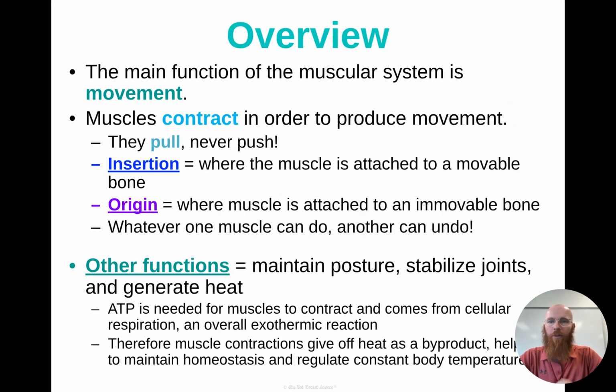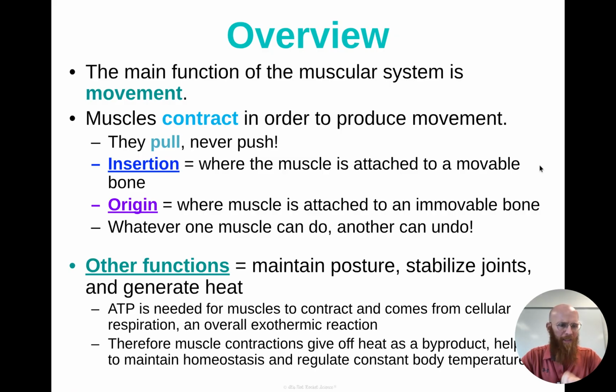Okay, now the main function of the muscular system is movement. So we need the muscular system in order to move around in space. Muscles contract in order to produce this movement, and contraction means that they are going to shorten in length. Whenever they shorten in length, they pull on their points of attachment. So they pull, they never push when they contract.